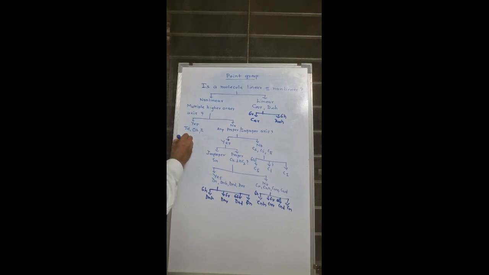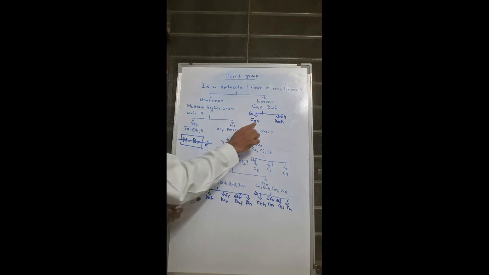Another molecule is HBr. So this one is very similar to hydrochloric acid. So here sigma v is present. It means the point group is C infinity v.